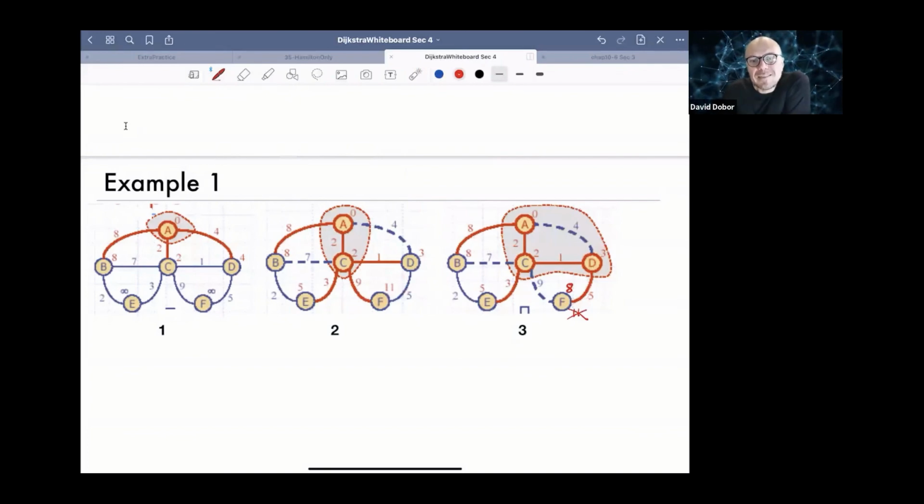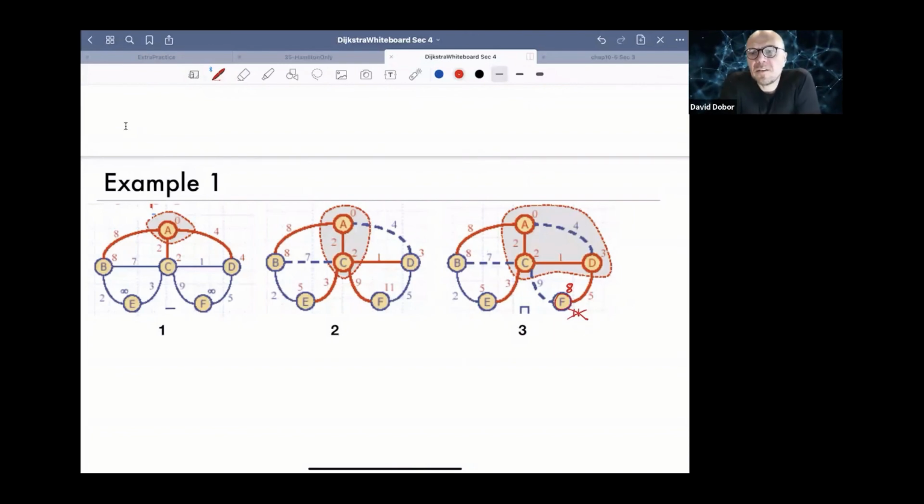I don't yet know that this is an optimal way of getting to F, but it's better than what I had before. Whenever I add F to my ever-growing cloud set S, at that point I will declare that I know the shortest path to F. But as of right now, I don't know. I just have a better estimate of getting to F. Okay, there are no more updates at this stage. So what do I do next?